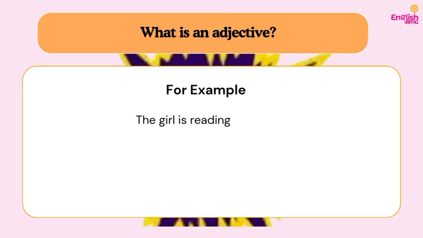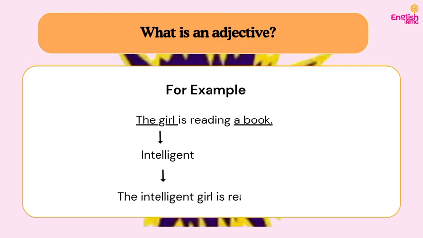Let's consider this simple sentence for example. We have: The girl is reading a book. This is a simple declarative sentence. The nouns we have here are the girl and a book. However, if you add an adjective to this sentence, what are we going to have? So let's add intelligent. Intelligent is an adjective. So when we add intelligent, we are going to have: The intelligent girl is reading a book.